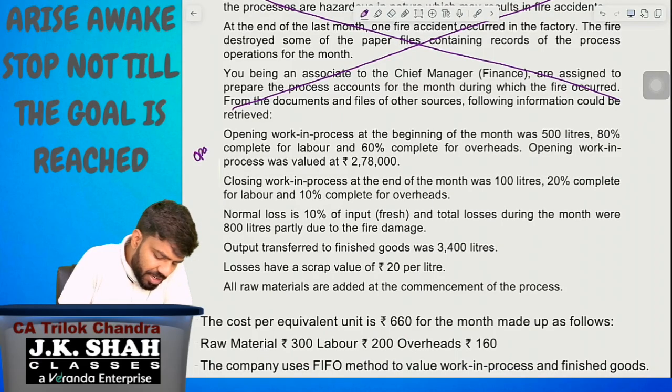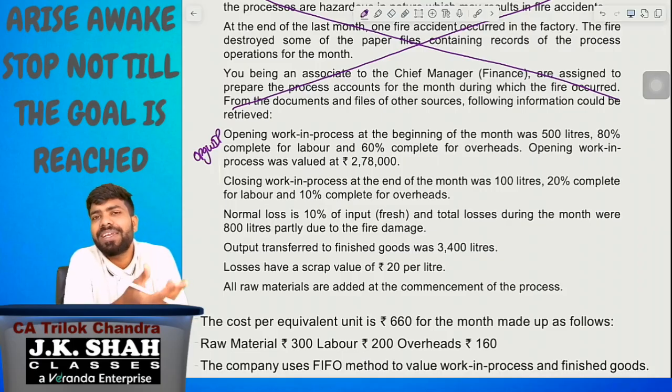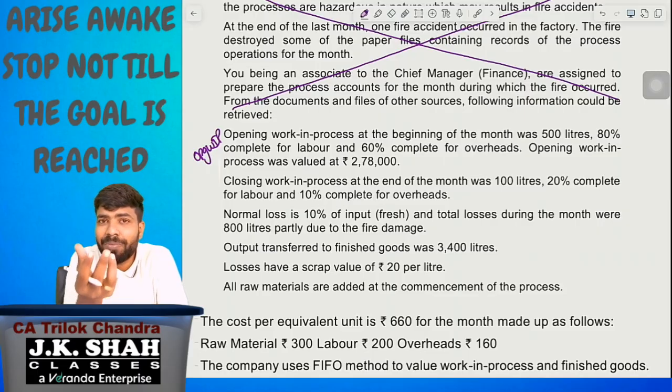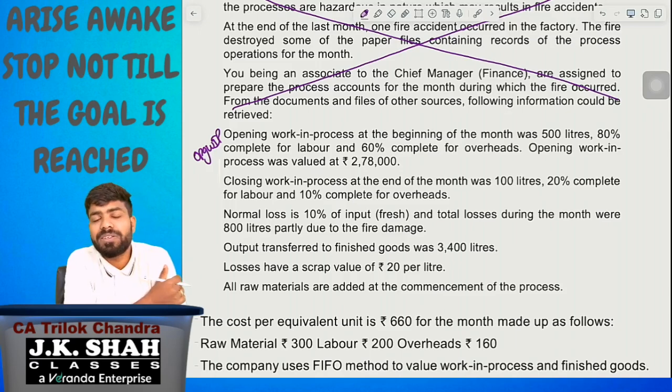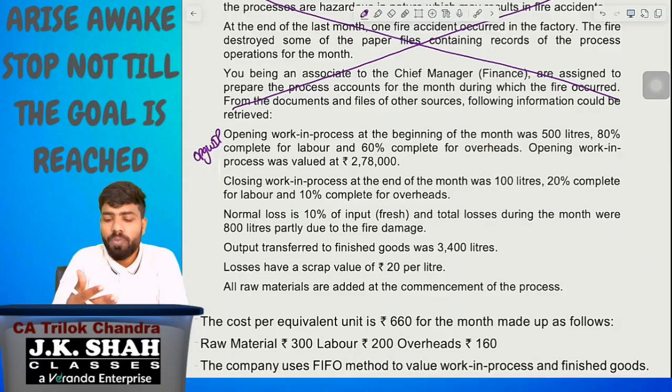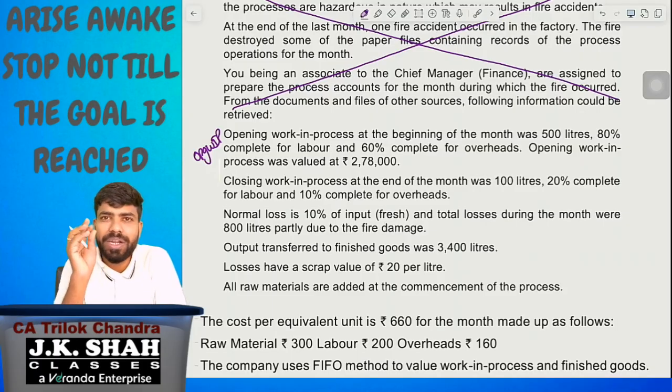This paragraph is regarding opening work in progress. Opening work in process at the beginning of the month was 500 liters, 80% complete for labor and 60% complete for overheads. So what you need to understand is that 500 liters is the opening stock in the current month, which is already completed by 80% of labor and 60% of overheads. Now, what is the balance work that we need to do? 20% of labor and 40% of overheads.